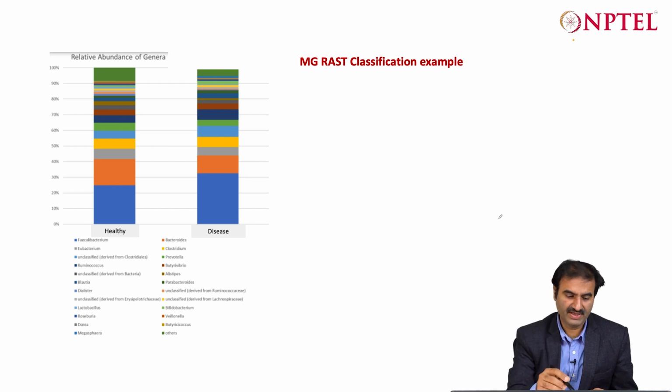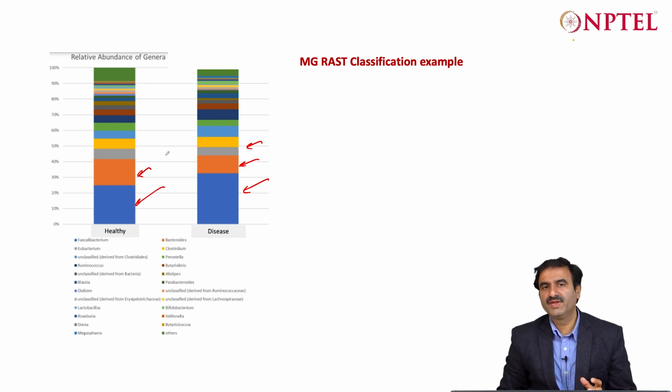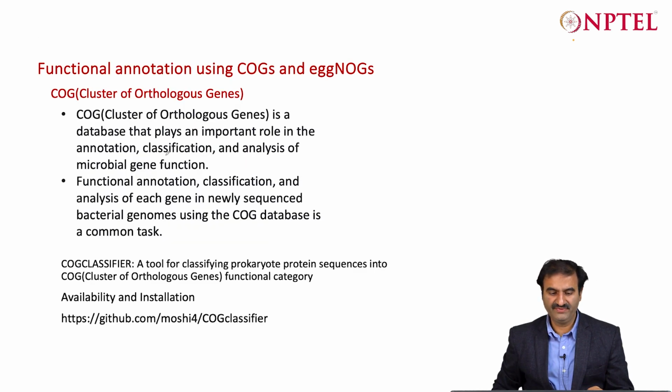So basically you can see these are the different genera. Both have these blue, orange and yellow, but the respective proportions vary, which can give you a quick overview of your functional differences between the two samples, like healthy or diseased.